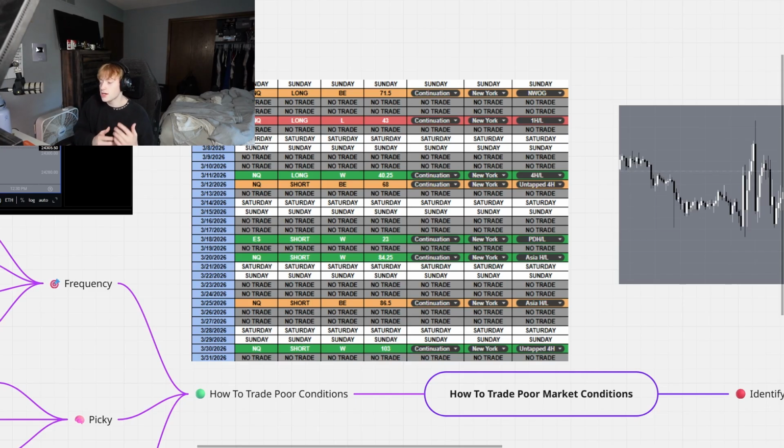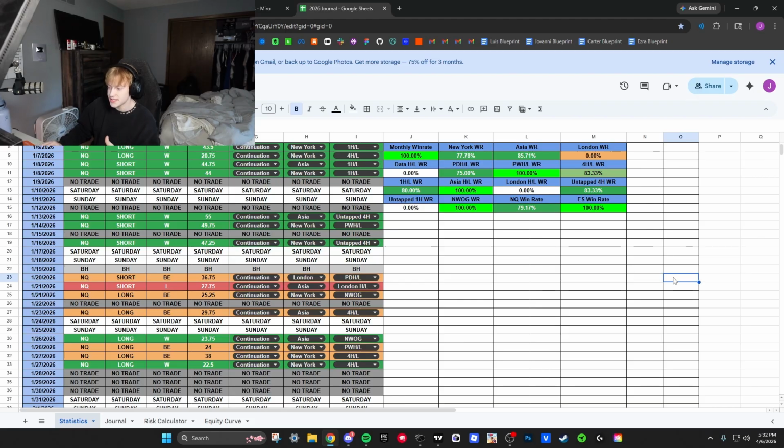That also means not trading every single session. As you can see, this is how my spreadsheet looked in January, and I was getting trades almost every single day, but I was also trading Asia session and London session on top of this.